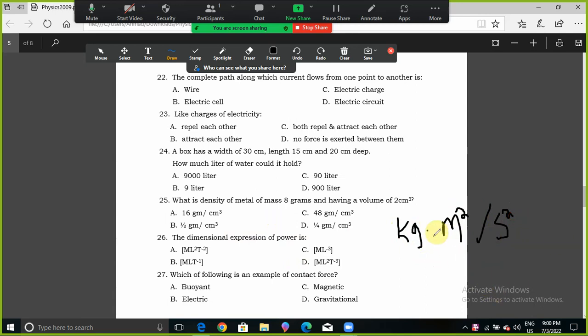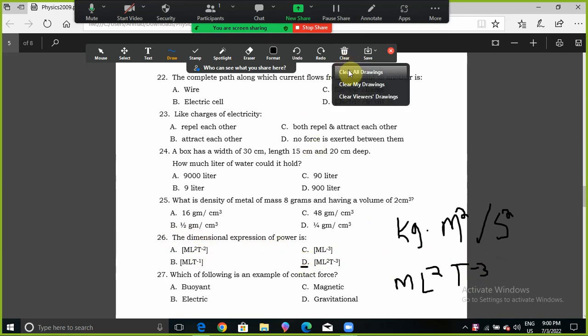Kilogram is mass, meter is length, and second is time. So that means M L to the power of 2 T to the power of negative 3. So the correct answer for question number 26 is D, right? Yes. Now let's go to question number 27.